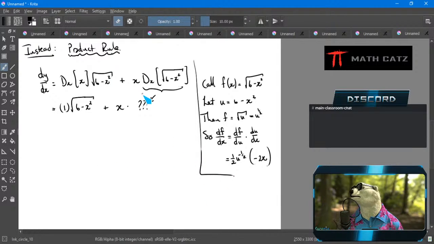Okay, so I've done this. I can now go back here and say, I know I'm not perfectly done. I'm going to be finished in my line here. I know I need to replace the u, and I'm going to do it right now. It's going to be 1/2 times (6 minus x squared) to the negative 1/2, times (negative 2x).